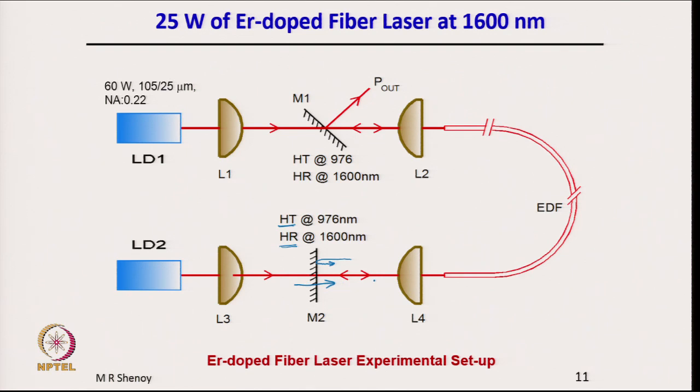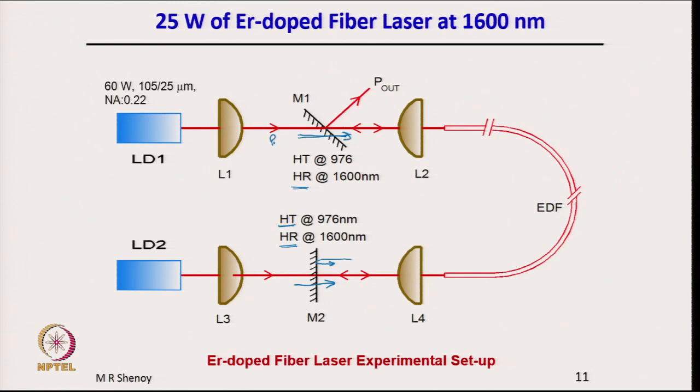So, the pump is transmitted and another lens couples it into the fiber, and this is the EDF, typically 8 to 10 meters, and the pump excites the fiber. Similarly, there is a pump from the other end which is also exciting the fiber here. There is a mirror which is placed at an angle to take the output. The mirror is reflecting as before at 1600 nanometer, and therefore, a part of the 1600 nanometer comes out here, but it is highly transmitting for the pump wavelength. So, the pump again transmits almost 100% through this.